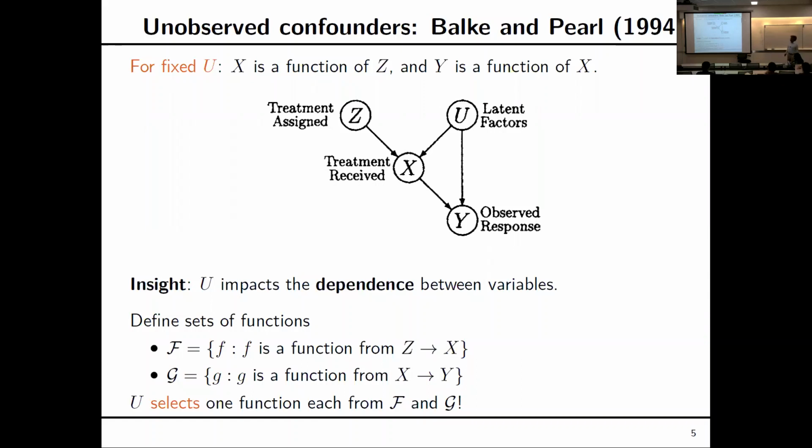Let script F be the set of functions from Z to X. How many such functions exist? Z takes 0, 1 values, X takes 0, 1 values. There are 4 such functions. Similarly, let script G be the set of functions going from X to Y. Again, X is binary, Y is binary. So there are 4 such functions available. And all that U is doing is, for every choice of U, it picks a function from the set script F and a function from the set script G. So what am I doing right now? This presence of U is going to impact the joint distribution between Z, X, and Y.